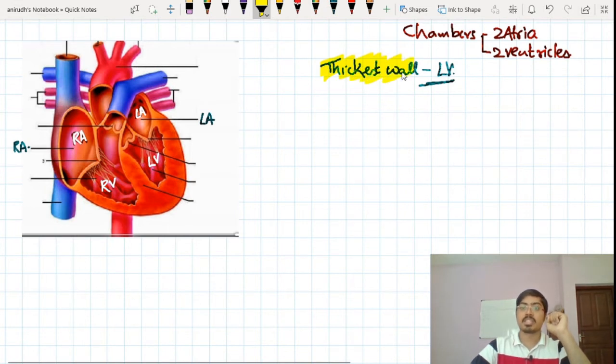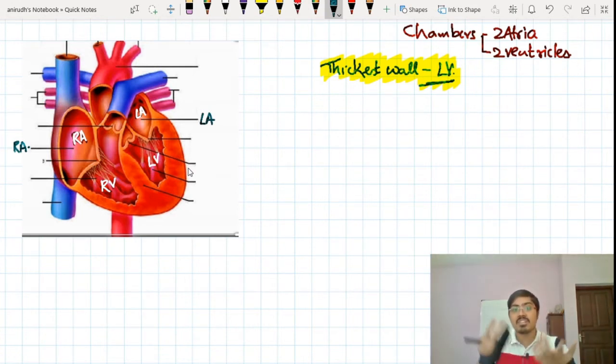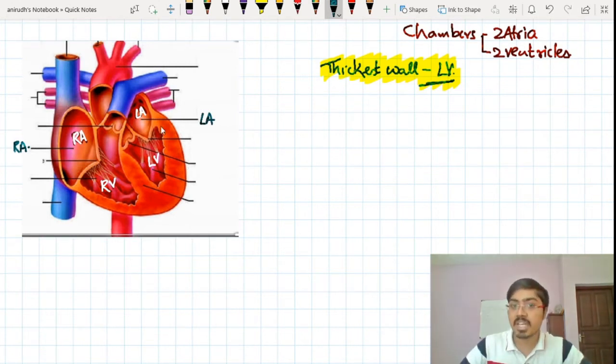This is an important question that you are supposed to remember. Why does it have a very thick wall? The thickest wall is there with the left ventricle. It is because it has to pump so hard that the blood has to reach everywhere inside the body, right from the tip of your head to the tip of your toes. So it has to pump blood with so much effort that the blood goes through the aorta and finally reaches every part of the body. This is the reason nature has made the walls of the left ventricle the thickest.